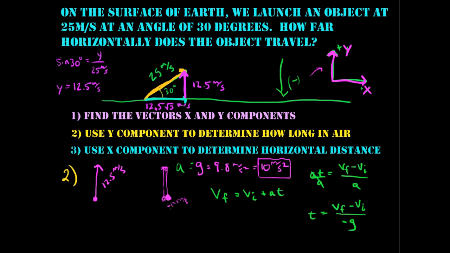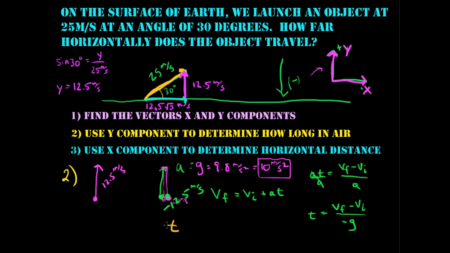Well, the final velocity will be negative 12.5 meters per second, because if we fire it up at 12.5 meters per second, it's going to go up, it's going to stop, and it's going to come back down. By the time it gets here, it will be negative 12.5 meters per second. So that's our final velocity for the total time up and the total time down. All right, so let's go ahead and place those values in.